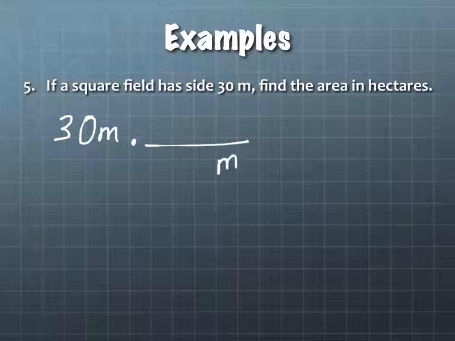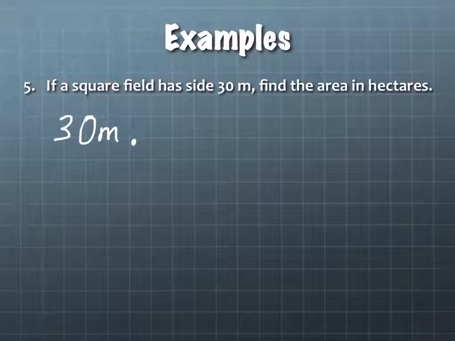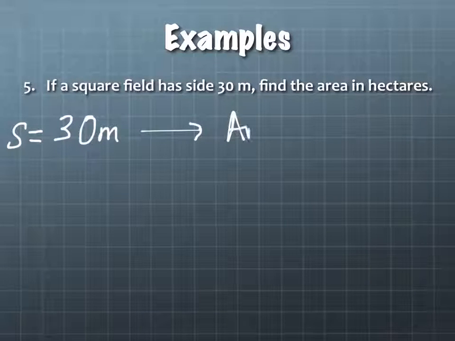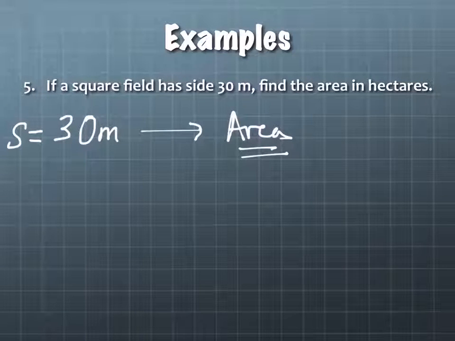And we need a conversion that takes meters. I'm sorry, let me take one more side. We have a side length. The side is 30. We need to first find the area. We didn't even do that yet. So what's the area if we have a field that has sides 30 meters?